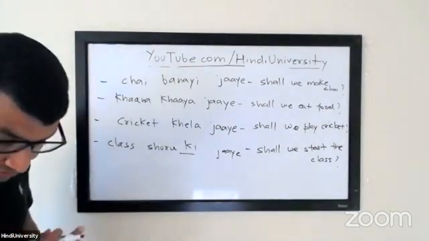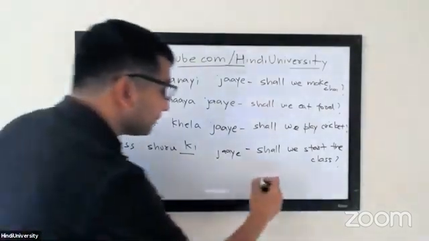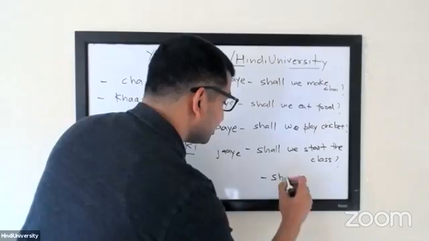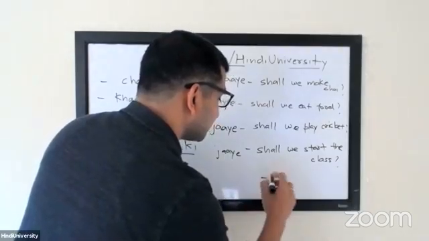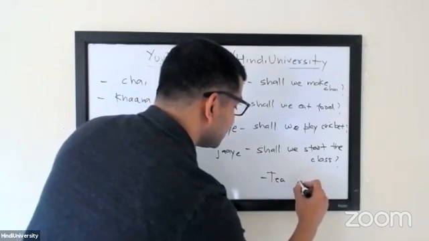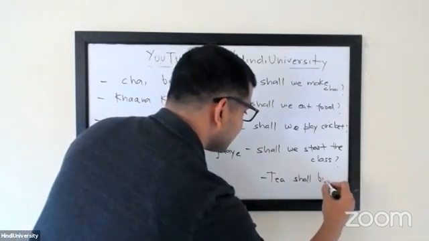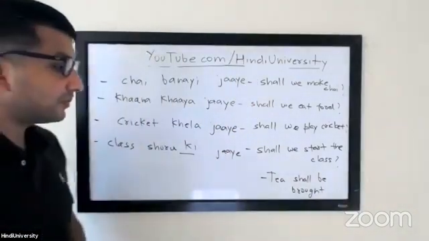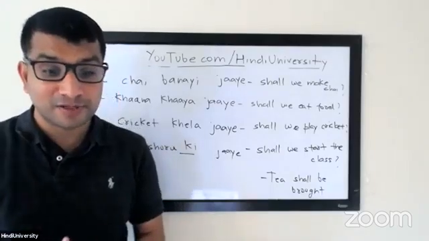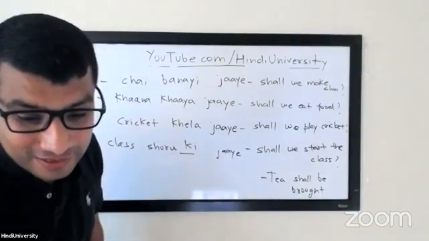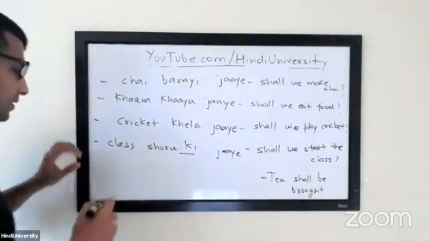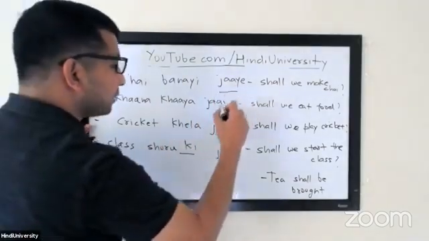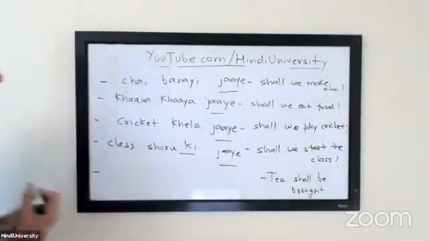How about, I think Rupert Snell uses this example, which is basically: tea shall be brought. Like when you're not saying who should bring it, but someone should bring the tea. Okay, Radhika ji, how will you say that? Tea shall be brought. Hopefully this pattern is now clear. All of them are ending with jaye.